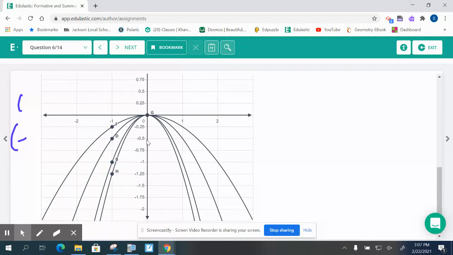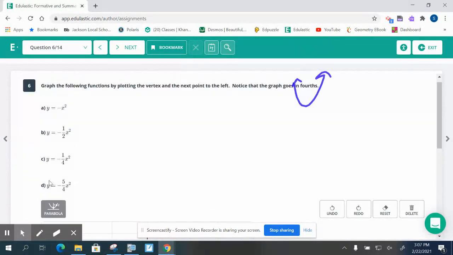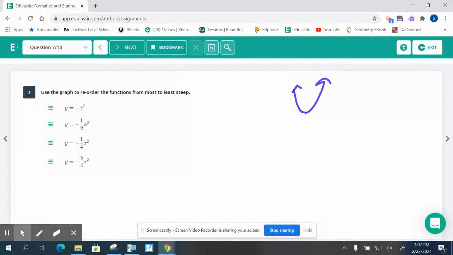So this one is going to be the most narrow, the one with the coefficient furthest away from 0. And then the 1/4 is going to be the widest, the coefficient closest to 0. All right, so hopefully that helps you with the other questions.